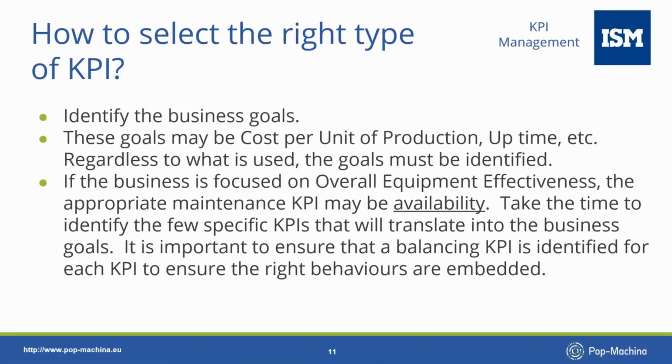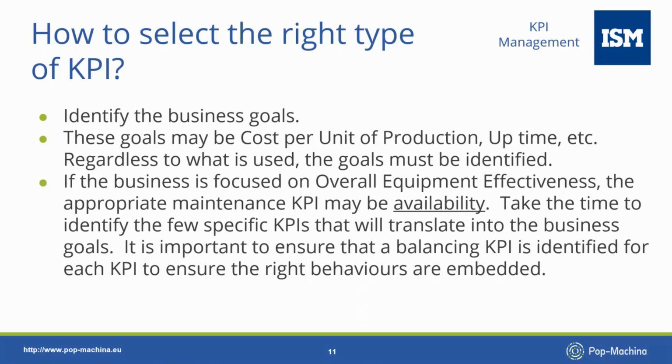Going forward, identify the business goals. These goals may be, for example, cost per unit of production, uptime, and etc. Regardless of what is used, the goals must be identified. If a business is focused on overall equipment effectiveness, the appropriate maintenance KPI may be, for example, availability. Take the time to identify a few specific KPIs that will translate into the business goals.